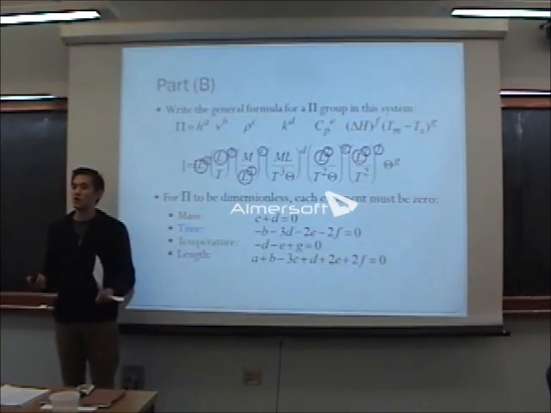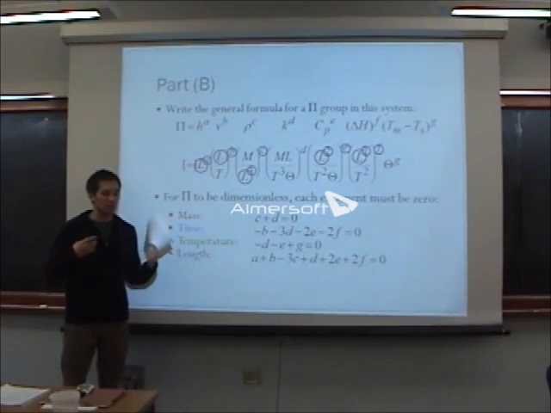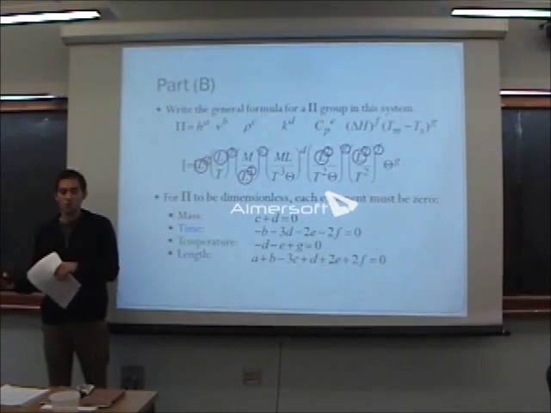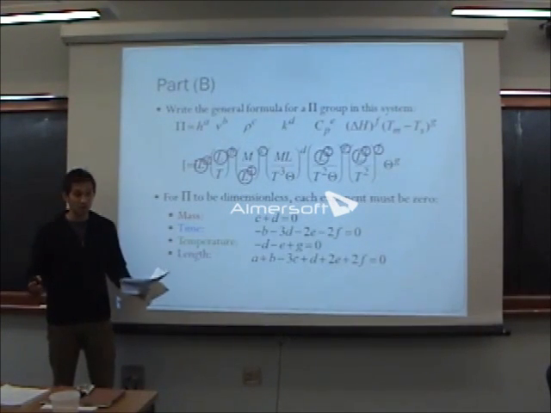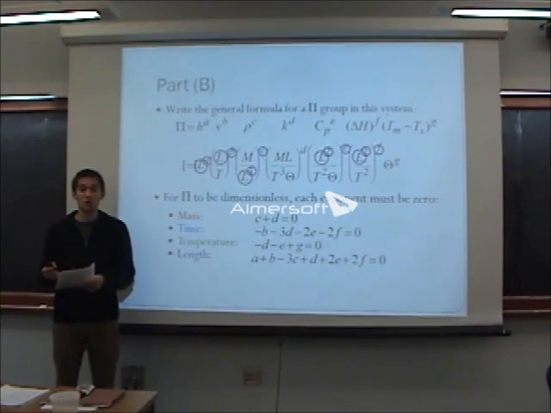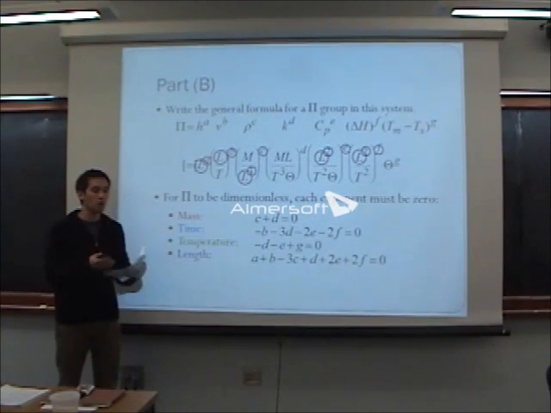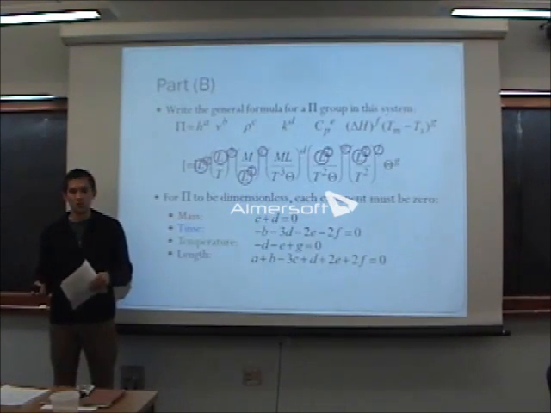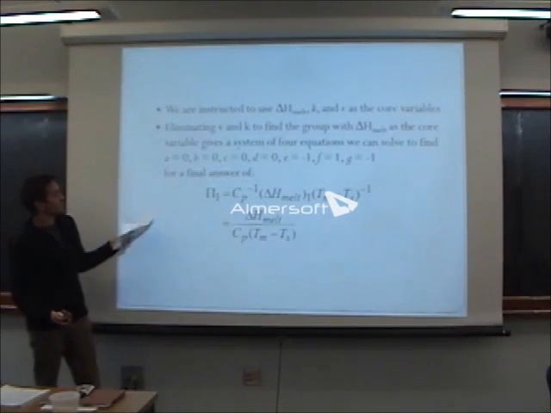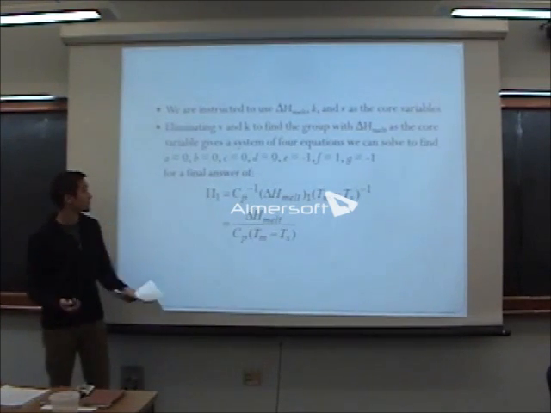Now there was some confusion on what is a core variable. Basically, if the problem states that delta H is the core variable, and you know that there are 2 other core variables, and you have 3 dimensionless groups, one dimensionless group must have delta H in it, and the other 2 core variables are not in that dimensionless group. So you know there's delta H, but then the other 2 core variables, you can set their exponents to 0. So we are instructed to use delta H, K, and V as the core variables because we have 3.